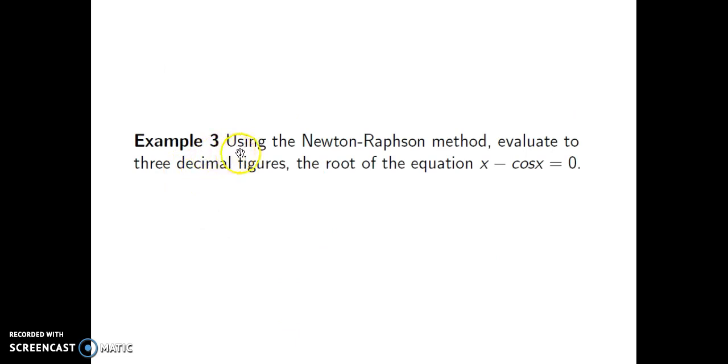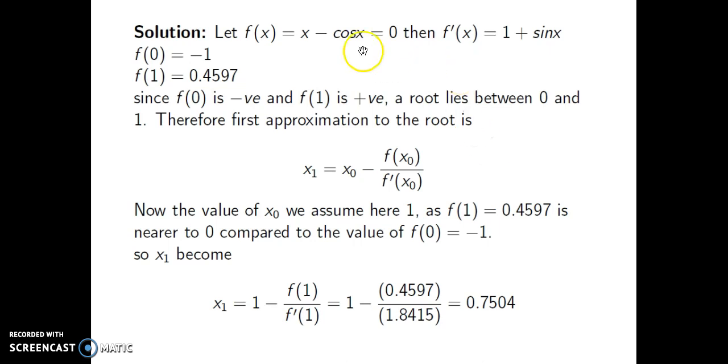Now the third example, using the Newton-Raphson method, evaluate to 3 decimal figures the root of the equation x minus cos of x. Again this is a transcendental, non-algebraic equation, containing a trigonometric function. Now f of x, this is our polynomial, x minus cos of x. We take its derivative f dash of x, 1 plus sin x. F of 0 is minus 1, f of 1 is 0.4597. So these have opposite signs, so our interval is 0 and 1.